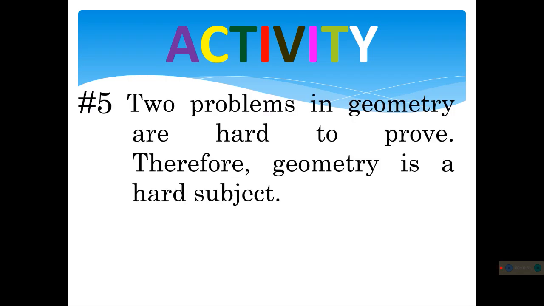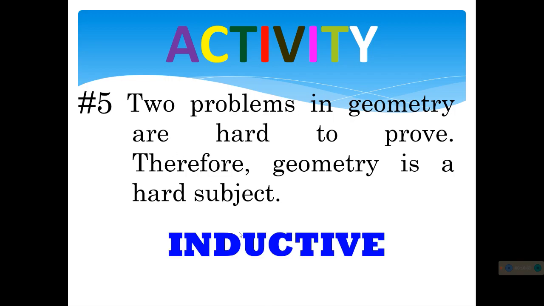Okay, next, number 5. Two problems in geometry are hard to prove. Therefore, geometry is a hard subject. Okay, so what kind of reasoning is this? That's correct. That is inductive. Why? Because you already have here two examples or two problems. Two problems in geometry are hard to prove. So therefore, geometry is a hard subject. So you have given first your example. So that's why you have here inductive reasoning.